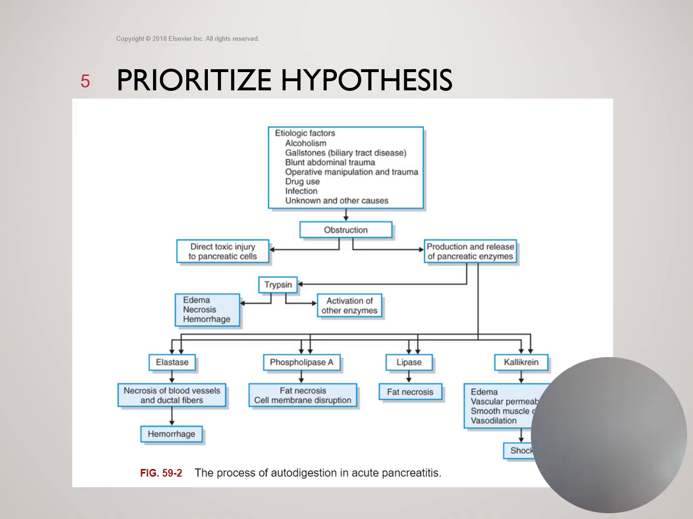The priority collaborative problems for clients with acute pancreatitis include acute pain due to that pancreatic inflammation and enzyme leakage, that autodigestion of the pancreas, and weight loss due to the client's inability to ingest food, and if they are able to ingest food, to absorb nutrients. This slide is showing us the process of autodigestion in acute pancreatitis.